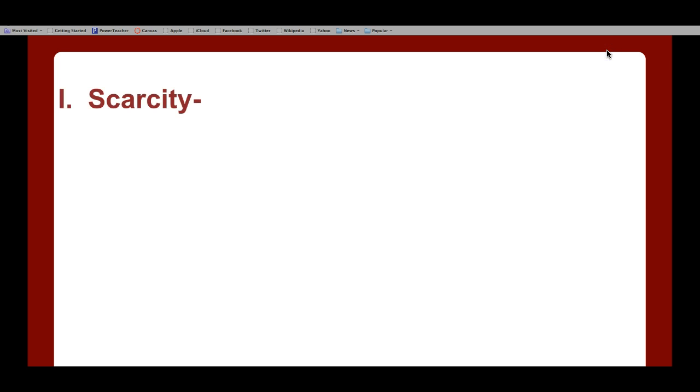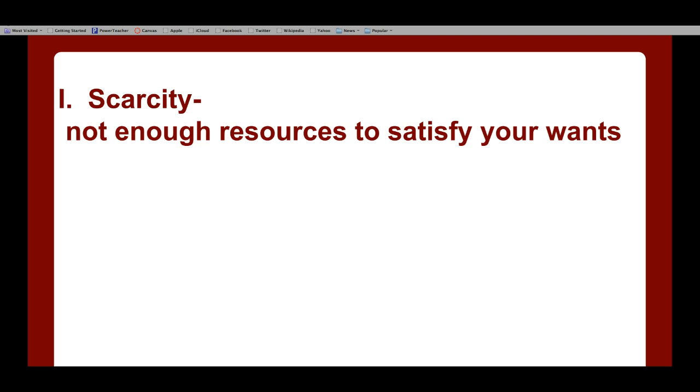Okay, so first thing is scarcity. We just said scarcity is the fundamental problem of economics. So we do have to define it. Scarcity is not having enough resources for your unlimited wants.